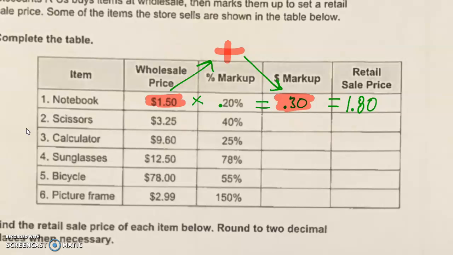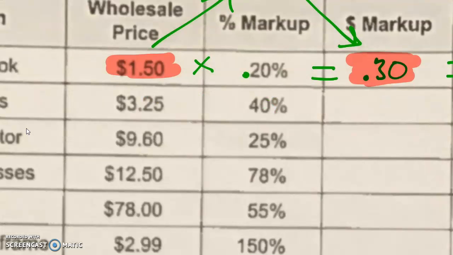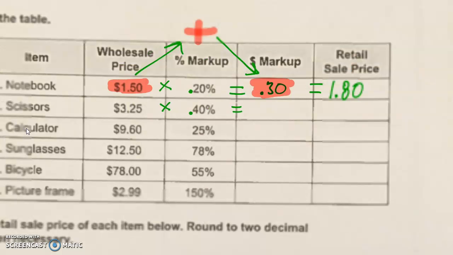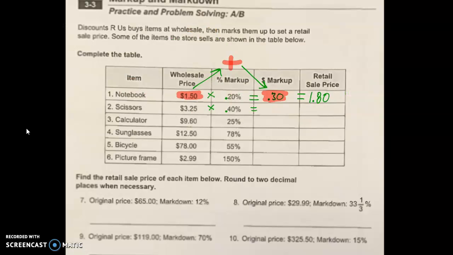So you would, for the scissors, just multiply $3.25 times 40% as a decimal. That will give you your markup. And then just add the markup to the wholesale price every time. Okay, and that will give you the retail. Just if you don't talk to your neighbor and you just roll through it, you'll get it done pretty quickly.